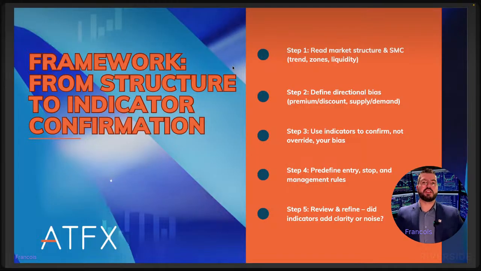step 2, within your structure, identify your price action bias. Are you looking to buy from discount in bullish structure, or are you looking to sell from premium in bearish structure? Where is your ideal point of interest? And once you've established this, use indicators as filters and confirmation.